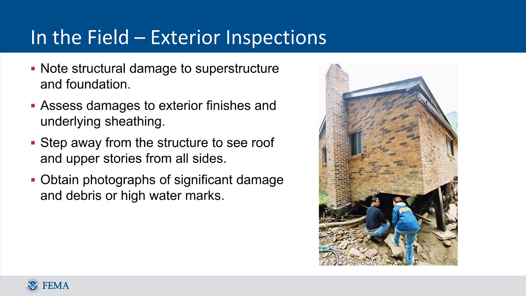When performing exterior inspections, here are a few things to look for. Look to see if there is any structural damage to the superstructure and foundation. Assess damages to the exterior finishes and underlying sheathing. Step back and look at the roof and upper stories to see if there's any damage. If applicable, take pictures of significant damage, debris, or high water marks.